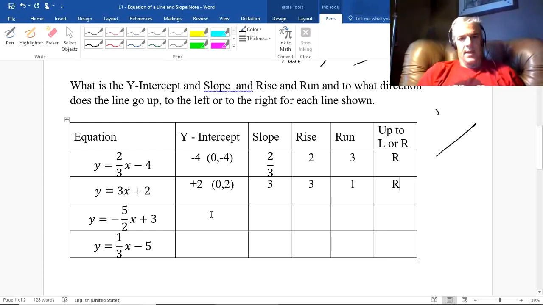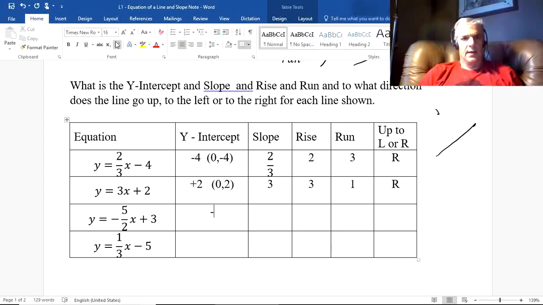Okay. This one is a little trickier. I'm going to just do it like this. I'm going to go 5 and go back to home here. I have a way of doing this where I can make it look like a fraction. And I'm just using my superscripts. So -5.